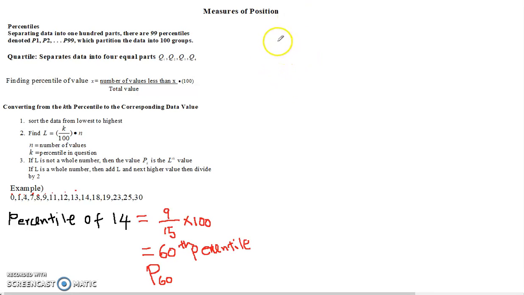So let's say we want to find the value of P70. We want to know which value takes the position of the 70th percentile. So we need to follow this direction here. It says converting from the kth percentile to the corresponding data value. We already sorted the data from lowest to highest. I did that for you. And then we're going to have to find what we call the position value, L.